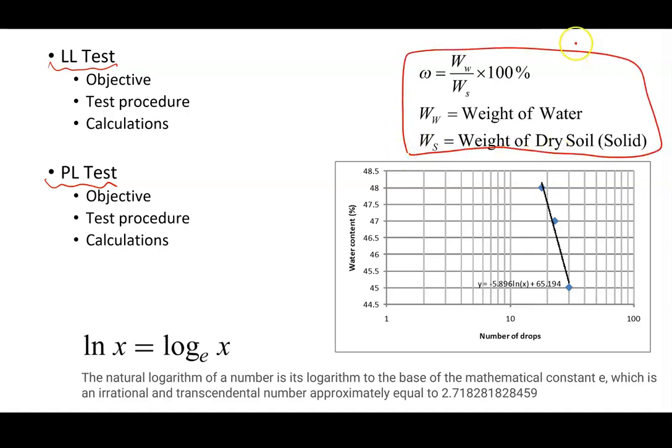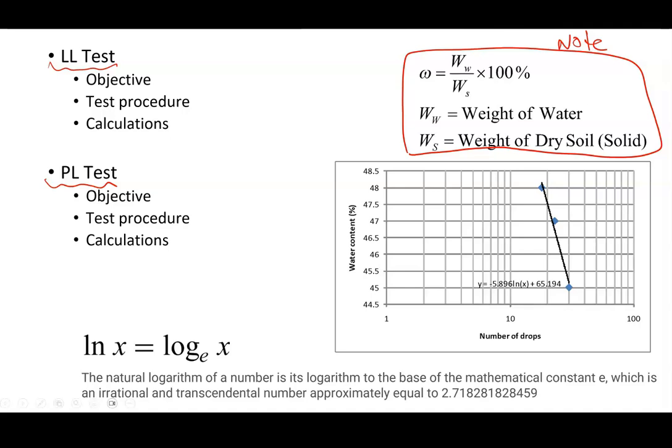This is a side note. This is the general formula to calculate water content or moisture content: weight of water divided by weight of solids or dry soil.